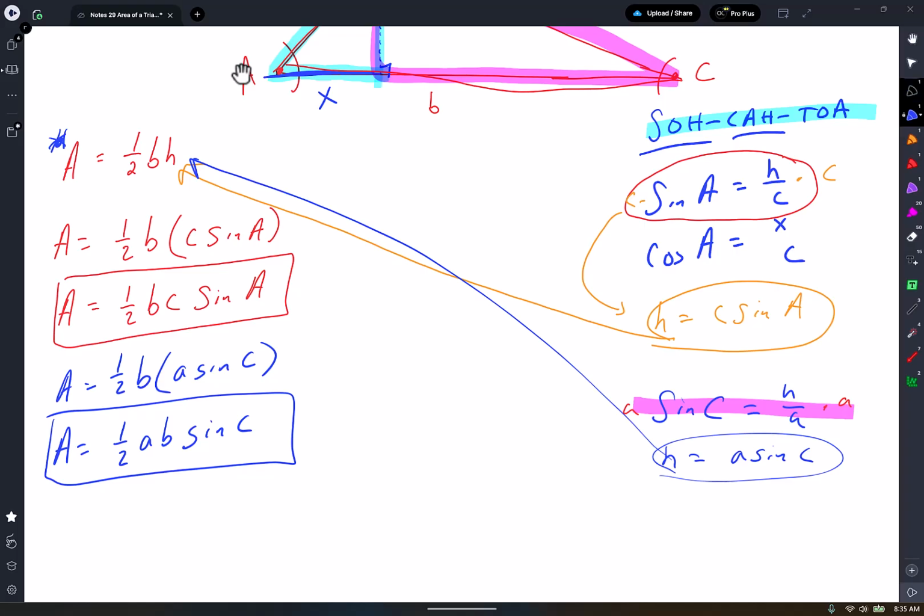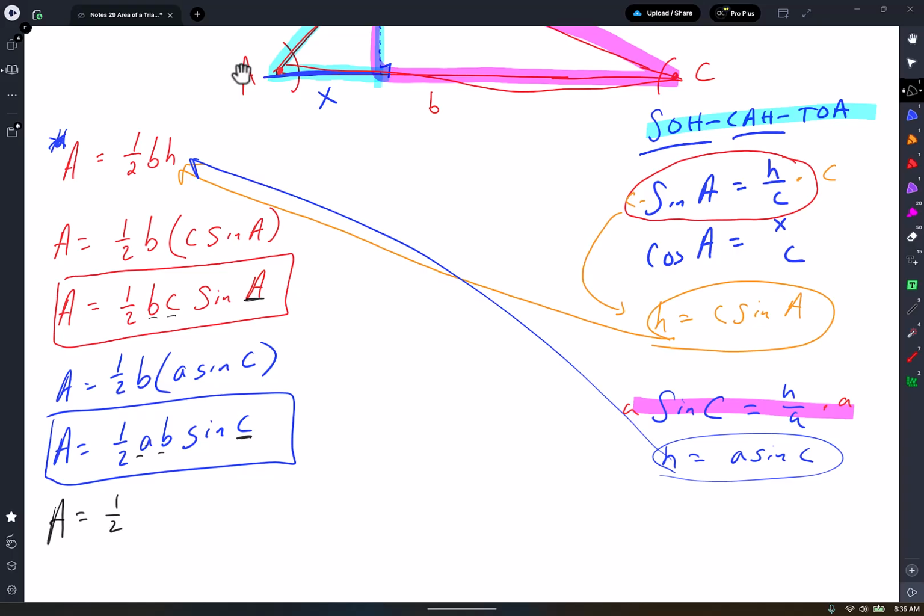So using context clues, I have one more. Let's see. I have 1/2 BC sine A. Notice that's angle A, and I have B and C. I have AB sine C. That's angle C, so notice that's A and B. So there's one more answer. There's one more area of this triangle.